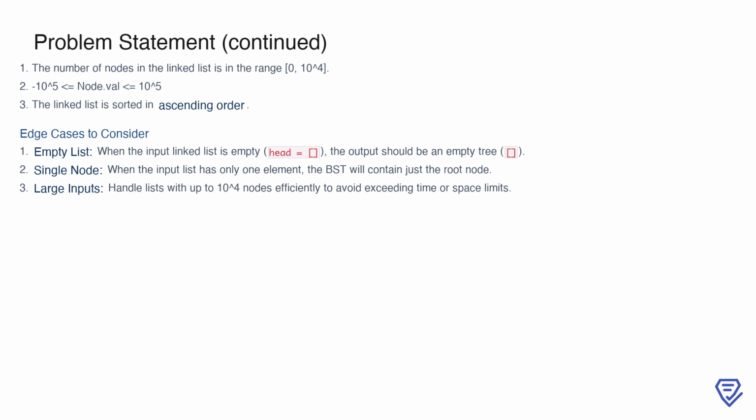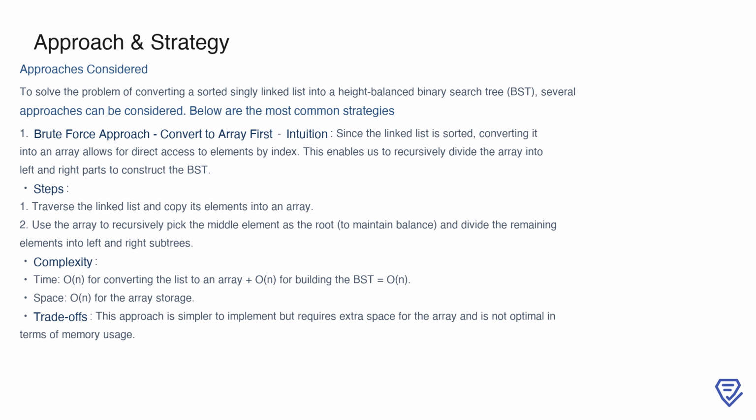When approaching the problem of converting a sorted singly linked list into a height-balanced binary search tree, one of the first strategies to consider is the brute force method. The intuition here is to leverage the fact that the linked list is sorted. By converting the list into an array, we gain direct access to each element using indices. This allows us to recursively divide the array into left and right parts around the middle element, which will serve as the root of the BST.